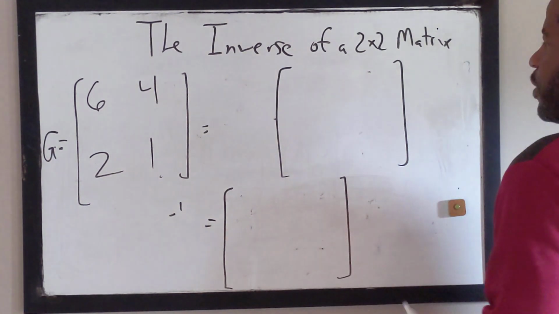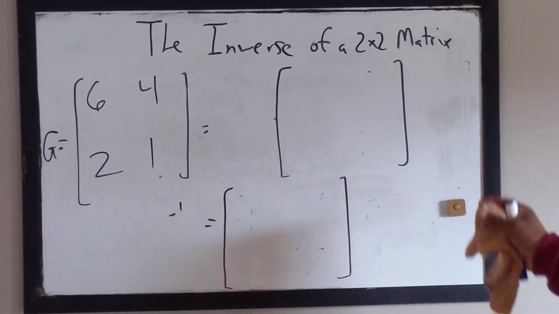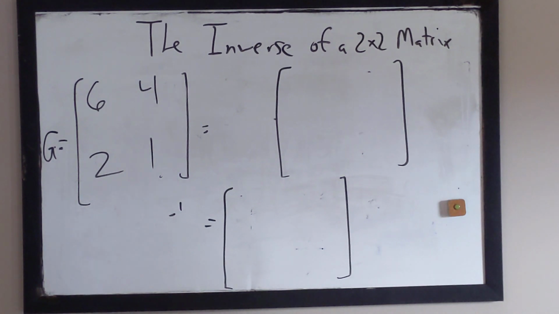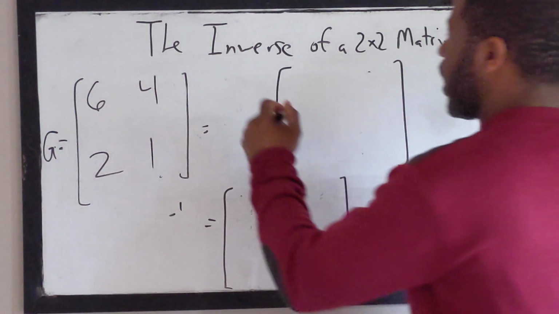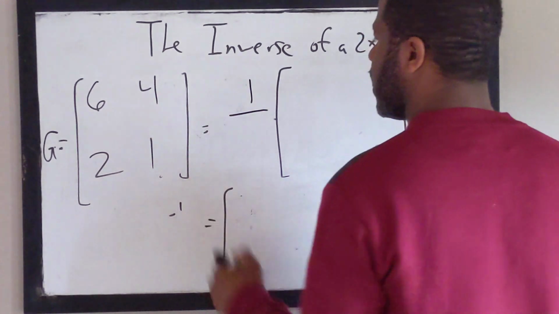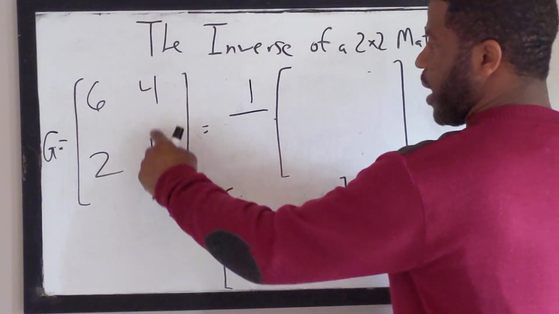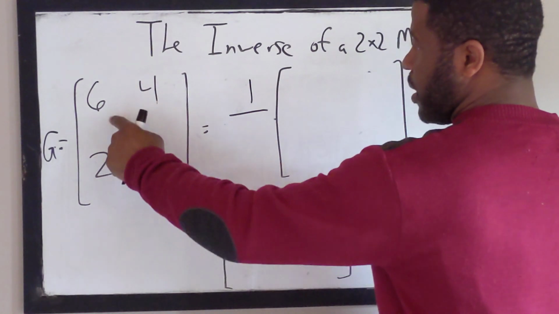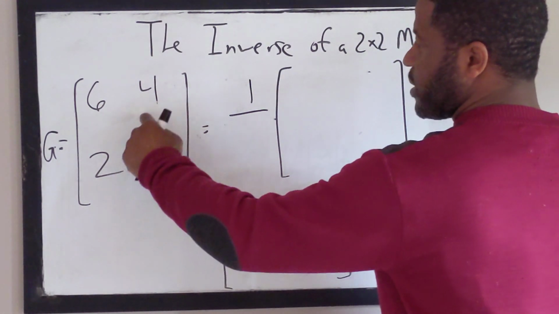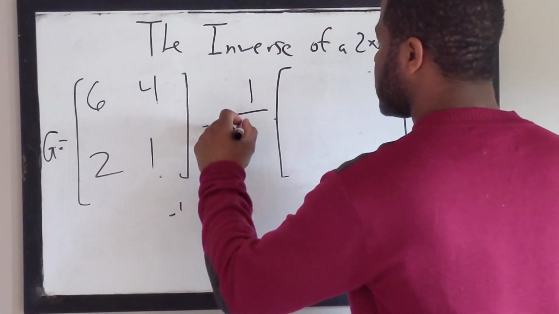Y'all, the board is small, we'll fix that, but we want to start this process. Remember, 1 over the determinant. The determinant is 6 times 1 minus 4 times 2. That's 6 minus 8, which is -2.